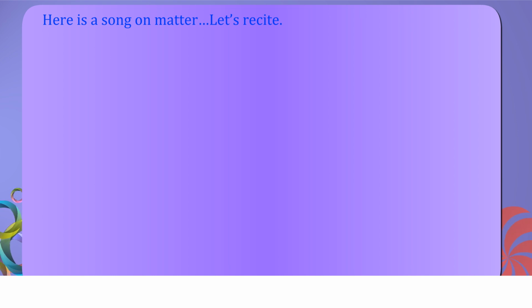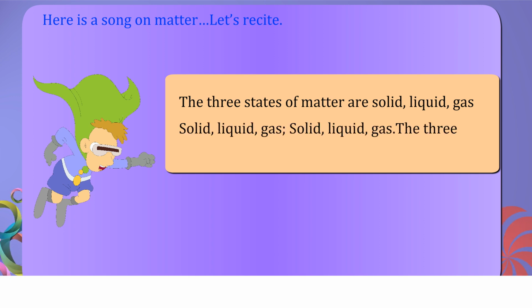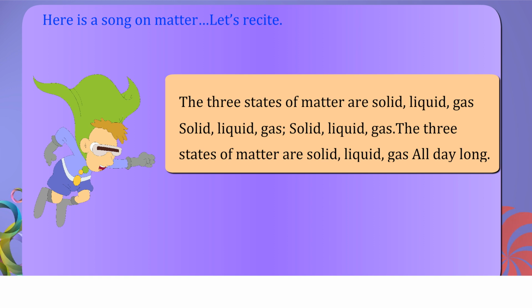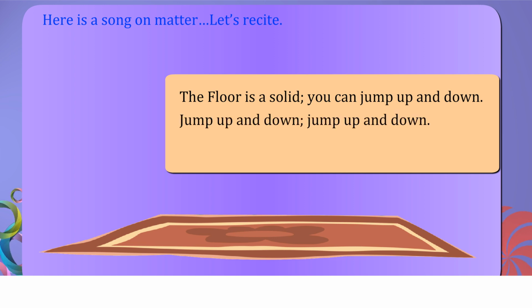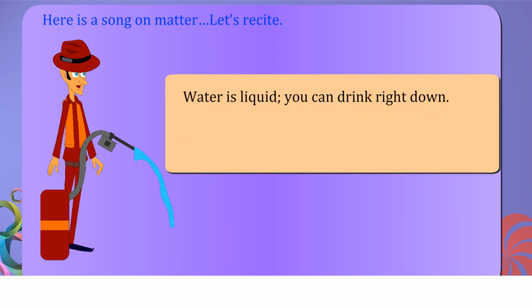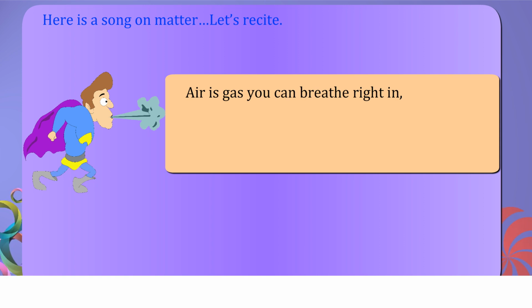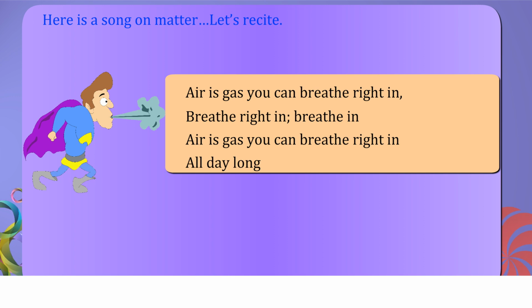Here is a song on matter. Let's recite. The three states of matter are solid, liquid, gas. The three states of matter are solid, liquid, gas all day long. The floor is a solid. You can jump up and down. The floor is a solid. You can jump up and down all day long. Water is liquid. You can drink right down. Water is liquid. You can drink right down all day long. Air is gas. You can breathe right in. Air is a gas. You can breathe right in all day long.